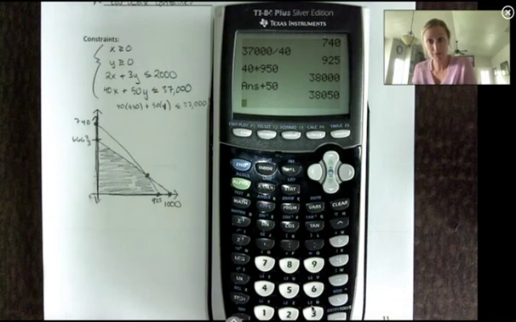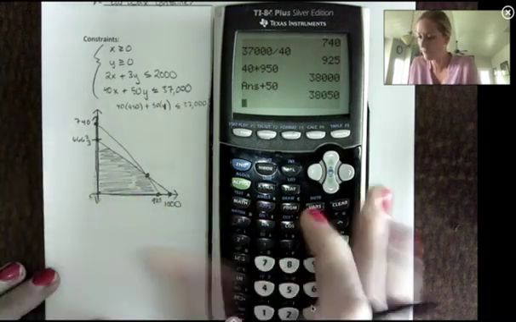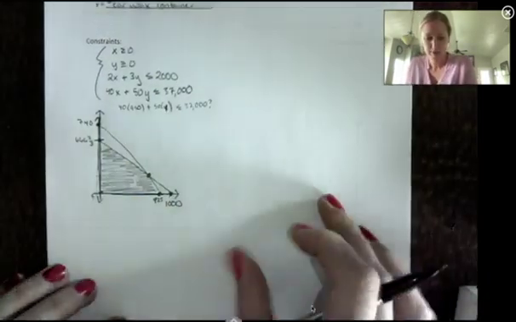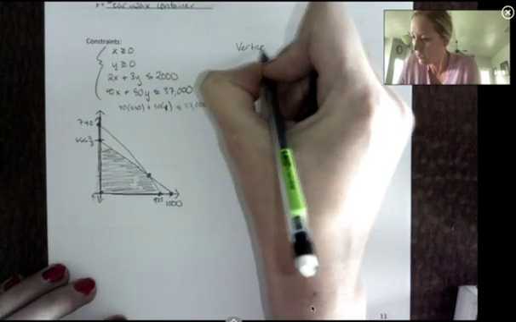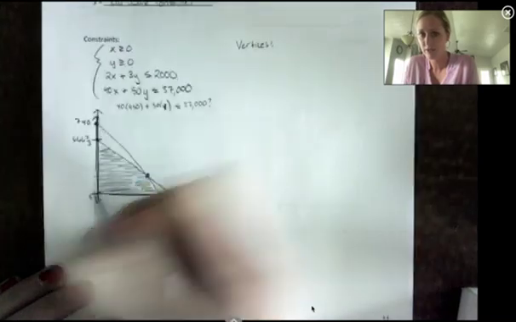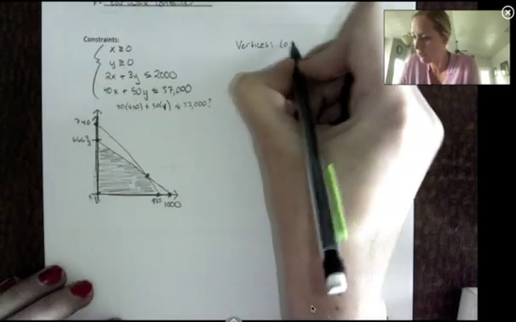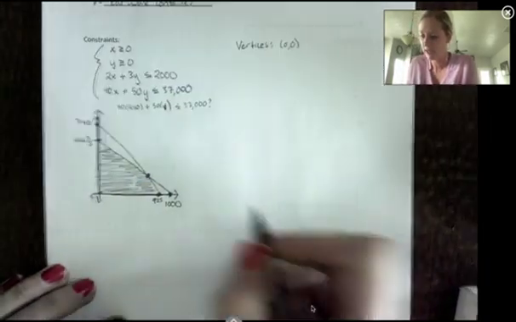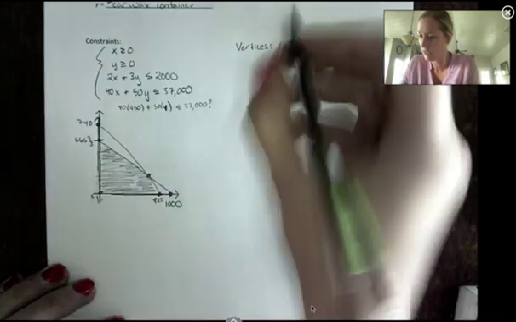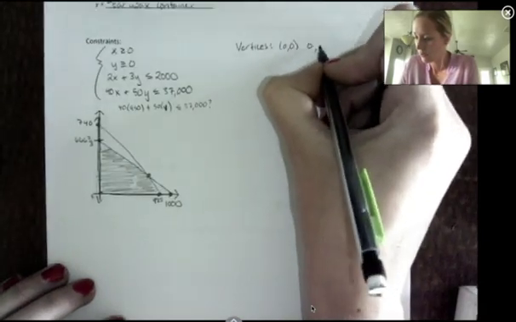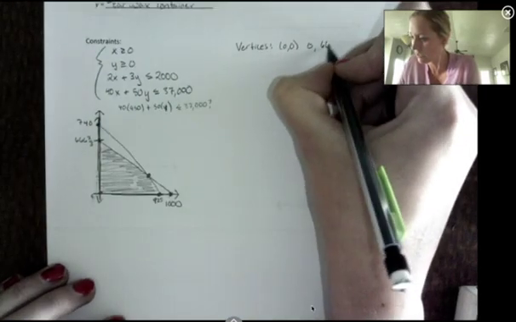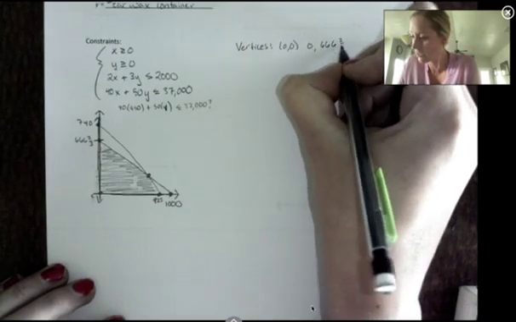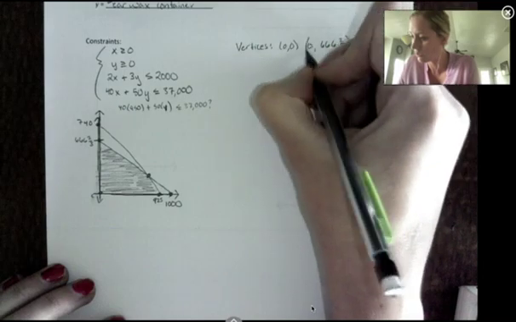So we actually have 4 vertices this time. I'm going to put them up here, you guys, vertices. So I have 0, 0. I have 0, oh sorry, I'll go up the y here first. So I have 0, 666 and 2/3. Lots of repeating sixes there.